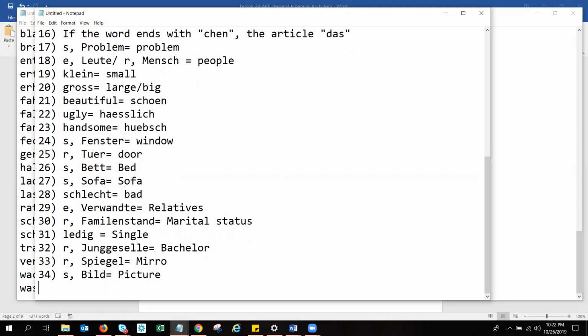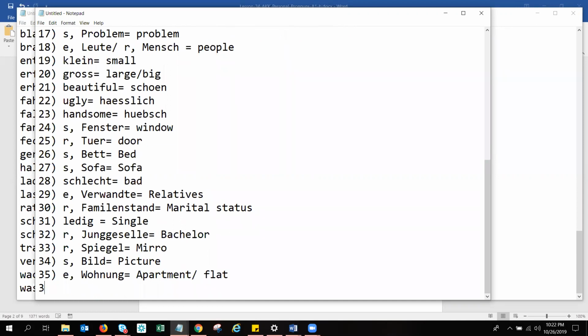Then languages. I already told you this word, but I'm repeating this with the article: die Wohnung. See, I told you UNG is always taking E. So Wohnung is also taking E. Wohnung means apartment, or you can say flat. Apartment or flat is the same thing.